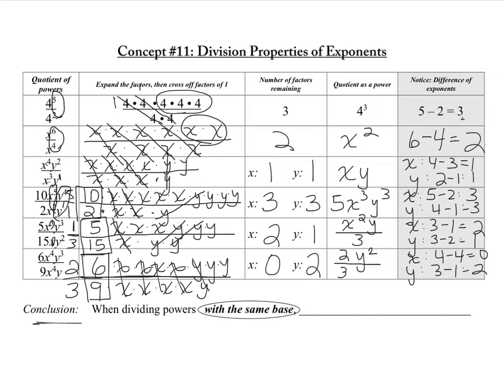So now my conclusion. What do you think it is? When dividing powers with the same base, it has to be the same base, what are we doing with the exponents? We are subtracting. That's why I was doing this over here. You subtract the exponents.